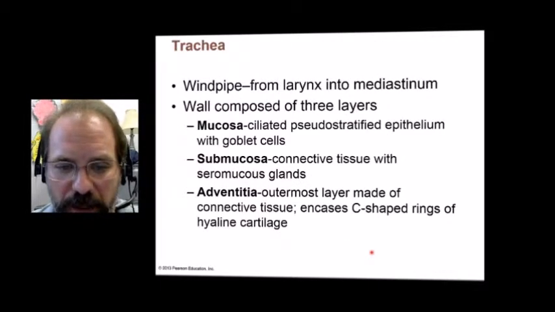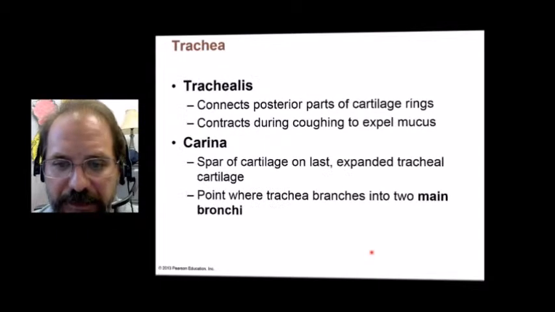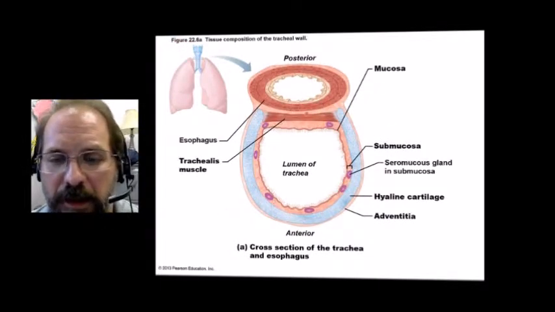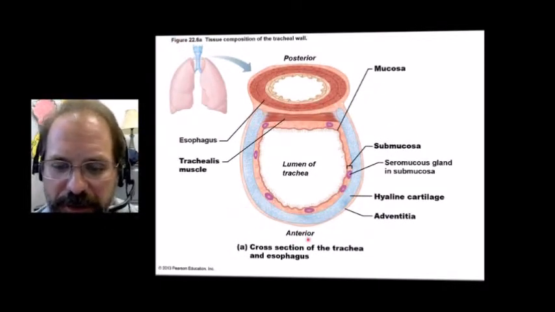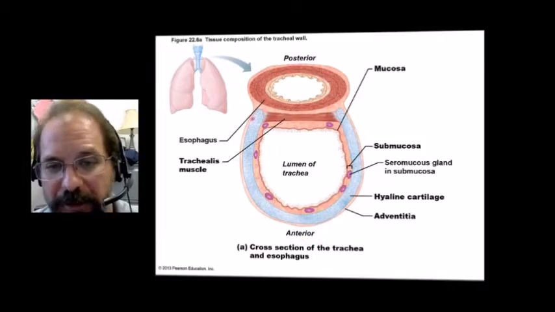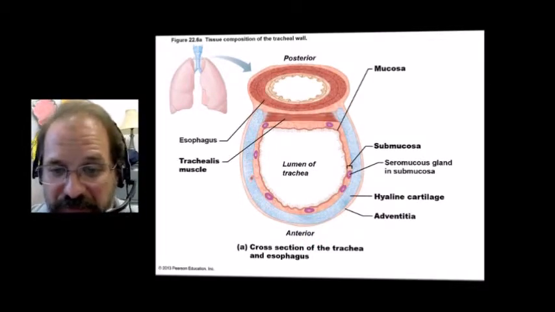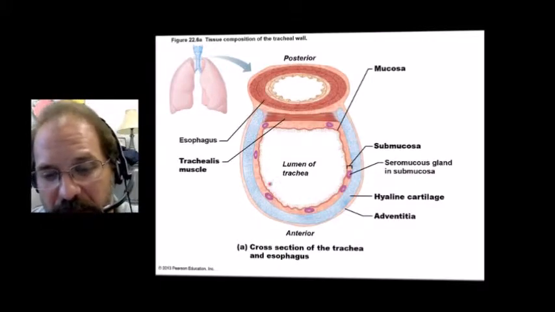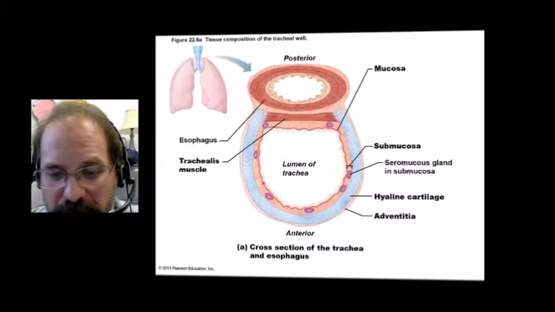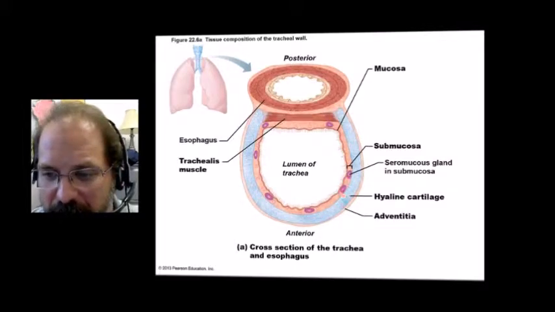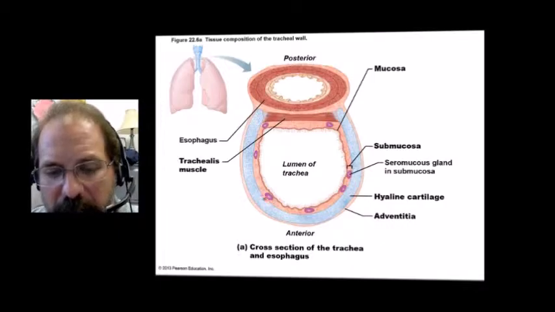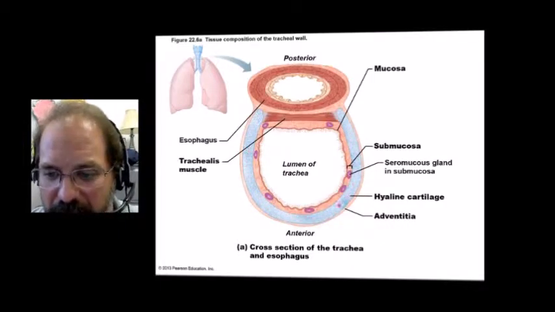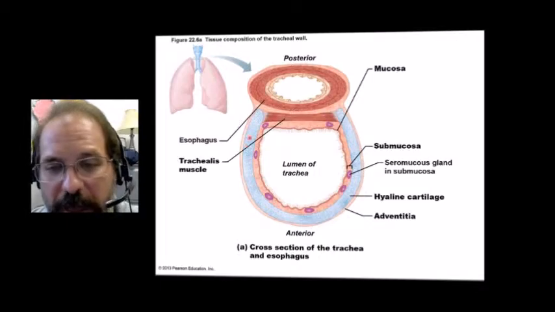Okay, on to the trachea. What do I want to tell you about the trachea? So the trachea, here shown in cross-section, with the bottom being anterior, has three basic layers. It has an epithelial layer, which is a mucosa. It has a submucosal connective tissue layer, which contains many seromucosal glands that are kind of shown in purple here. And then it has a hyaline cartilage base to it. These are the annular or C-ring cartilages.